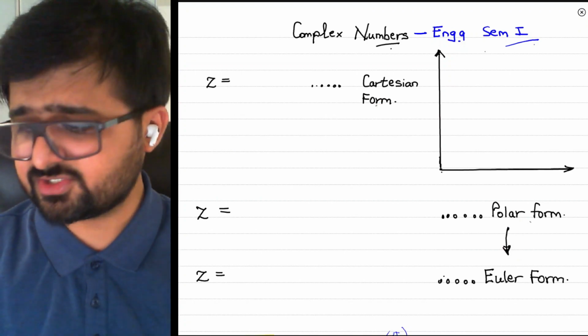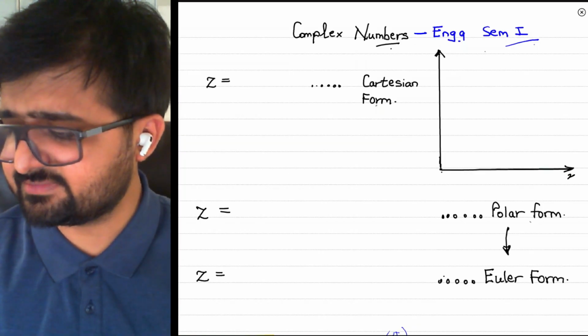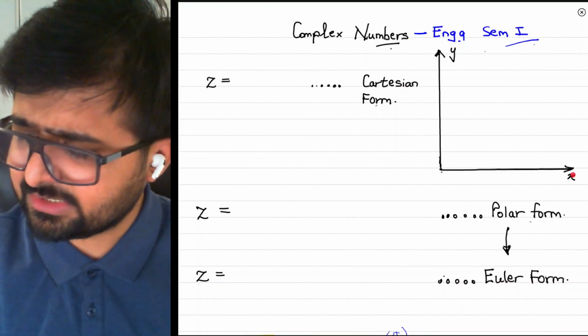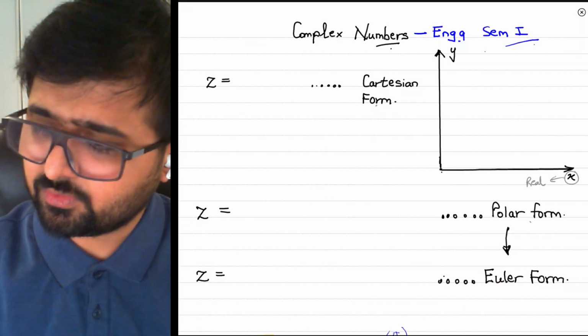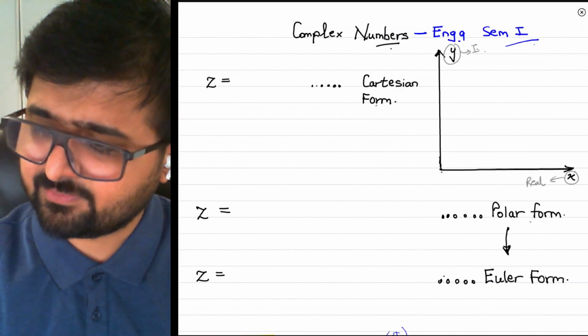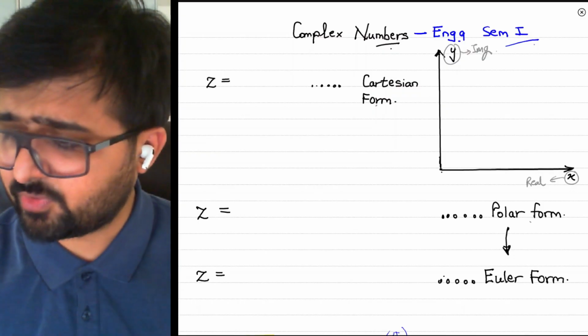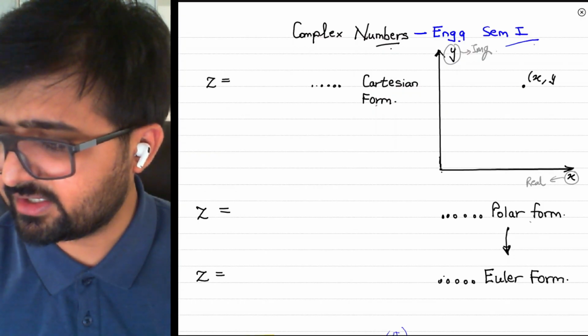To understand Cartesian form, let's say I have this x-axis and y-axis. Let's say this is my x-axis and this is my y-axis. In complex numbers, the x-axis is also called the real axis. The y-axis is also called the imaginary axis. Let's say I have a point in my first quadrant, which is (x, y). And let's say this point is z.